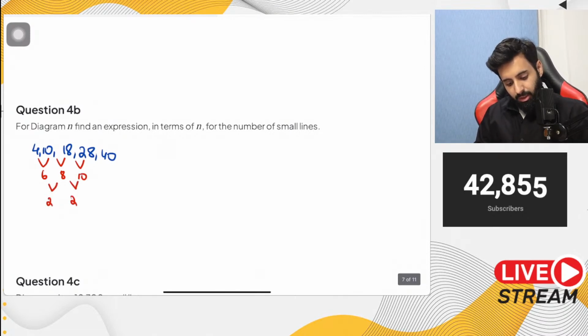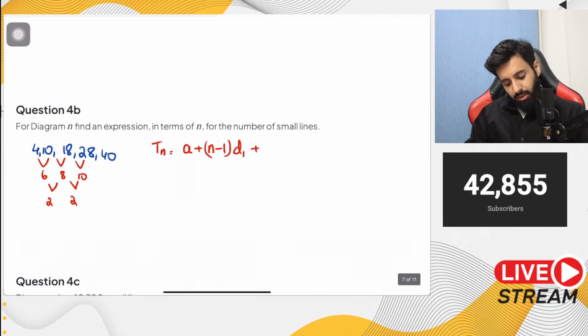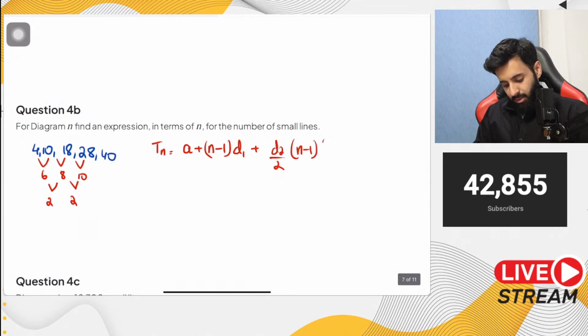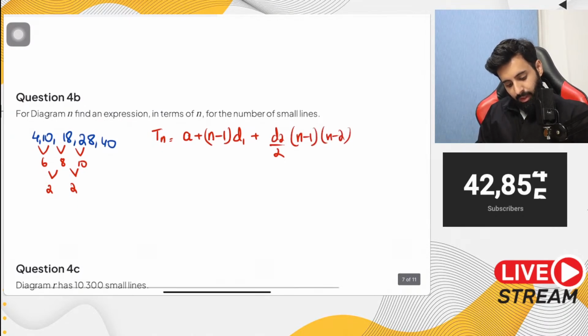So that means this is a quadratic sequence, and the formula for finding the general term of a quadratic sequence is this: a plus n minus 1 into d1 plus d2 upon 2 into n minus 1 into n minus 2. So what's the first term? The first term is equal to 4. So 4 plus n minus 1 into d1, which is equal to 6, plus d2 upon 2, which is 2.